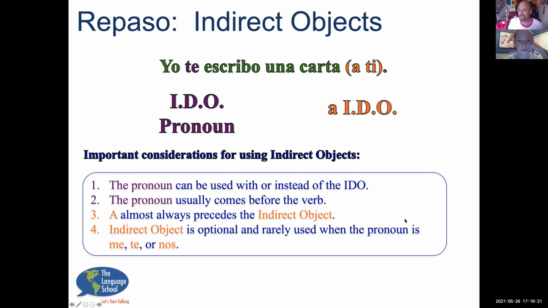Yo te escribo una carta a ti. So here, if we look at the breakdown of this, the odd thing about the way Spanish works in this aspect is our two languages don't overlap 100% here. So in Spanish, you have what's called the indirect object pronoun or the indirect object. The pronoun can be used with or instead of the indirect object. So in English, we wouldn't ever use them both at the same time.